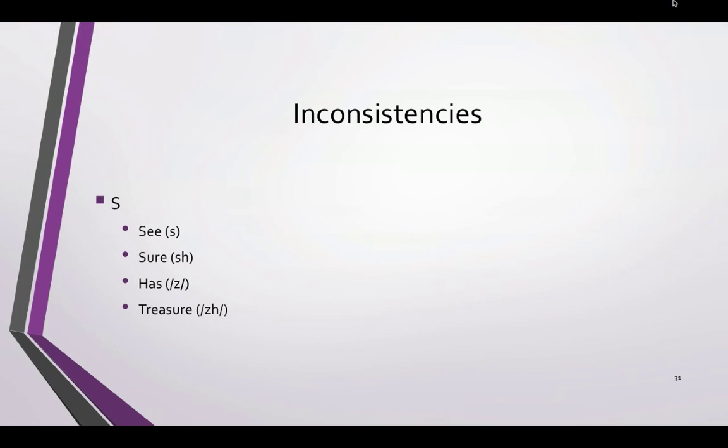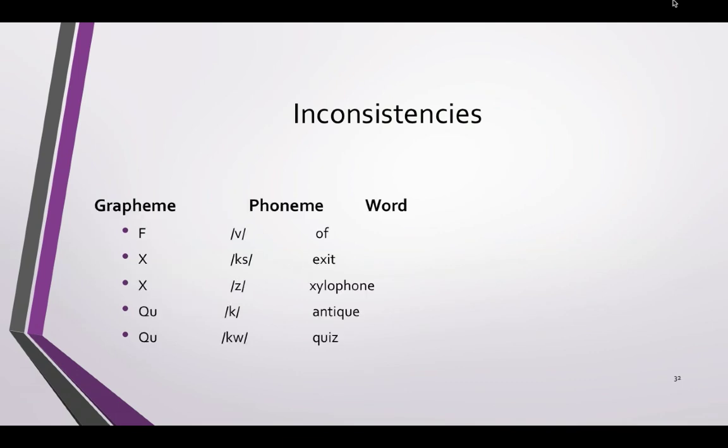There are also some inconsistencies in the English language, like S and the various different sounds it has depending on the word. So we have see, sure, has, treasure. All S's, but the S makes different sounds depending on the word. Same thing with F, X, and then QU. It's dependent on the word.